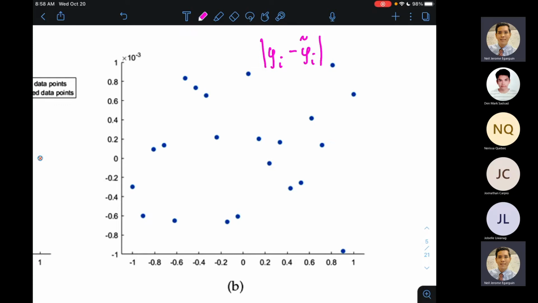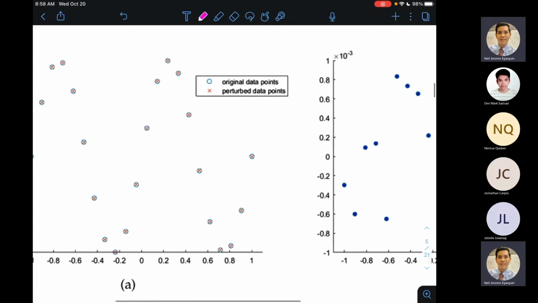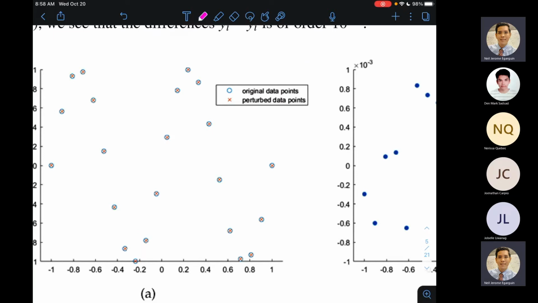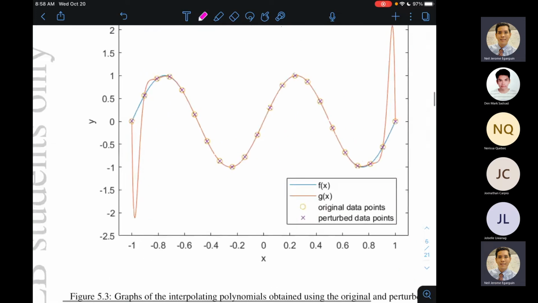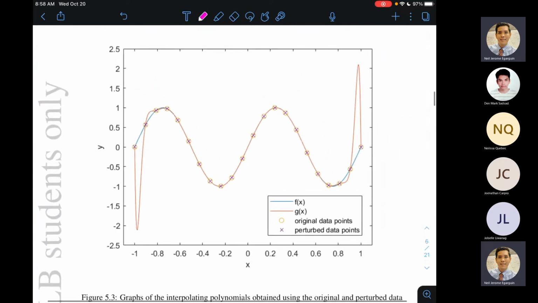Tapos para makita yon, sige, gamitin ko nga yung perturbed data points para kumuha ng degree 21 interpolating polynomial. And we are hoping that the polynomial that we'll get using the perturbed data points will be close to the interpolating polynomial that we got using the original data points. However, hindi yun yung mangyayari, as you will see in figure 5.3.